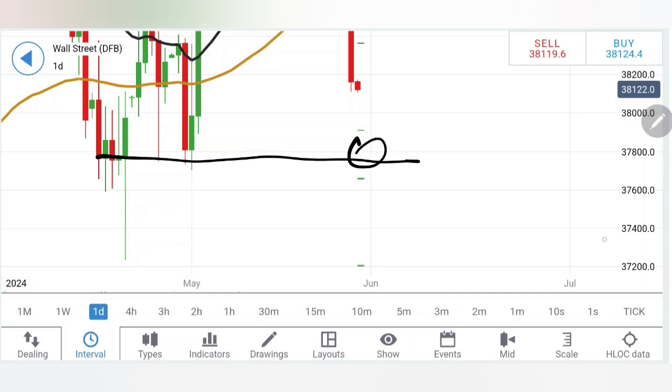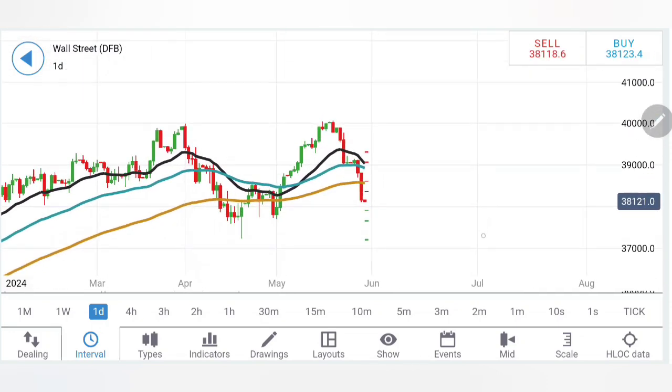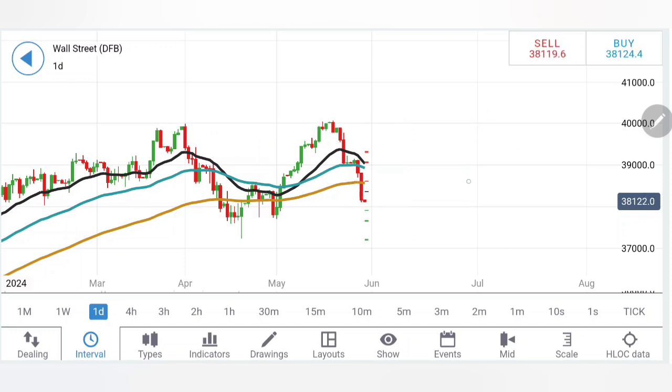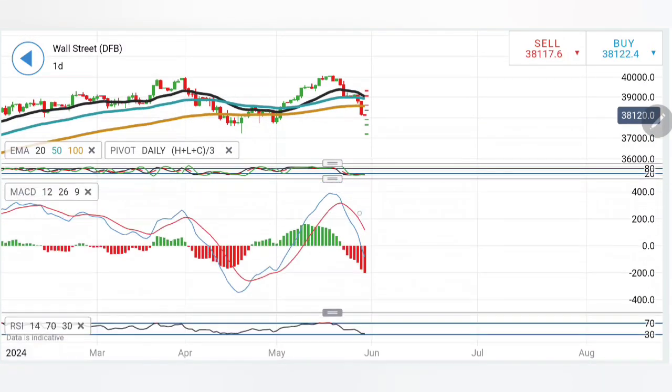37 800 is the big level. Any move below 37 800, we can look forward to a drop towards 37 600. Now see what has happened here. Divide this into two. Double top here, so double bottom here, and then it will leave this channel for a sharper slump. So it is going to hit 37 600 levels very soon, it appears. Oversold indicators, MACD bearish, and RSI bottom.